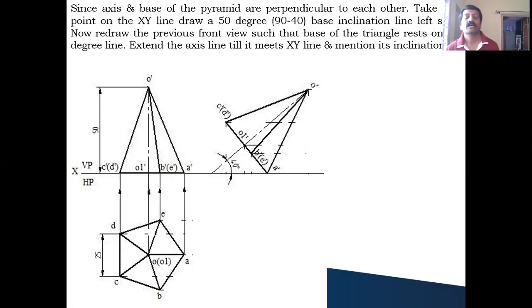90 minus 40. So what you should do is, on the right side of the XY line, take any one point and draw a 50 degree line on your left side like this. After drawing the 50 degree line, you have to redraw this front view such that the base of this triangle comes on this 50 degree line. That is the base inclination. After drawing the 50 degree line, call this point as A dash, the corner where it is resting on HP.